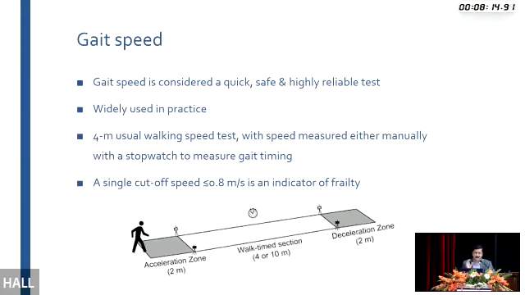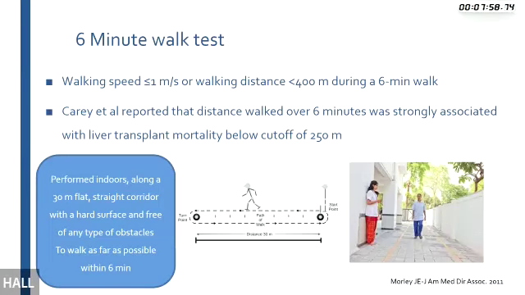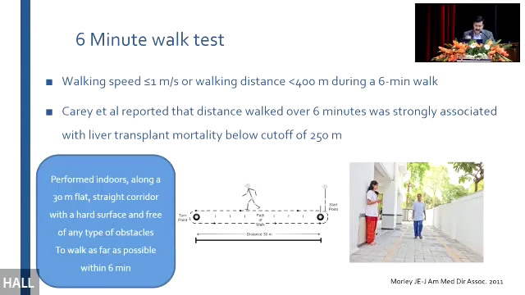Gait speed, a very simple test. The way the patient walks into your OPD is a simple test. You can assess your patient whether he is frail or not. A single cutoff speed of 0.8 is an indicator of frailty. And the 6-minute walk test, just a simple test. You can just ask the patient to walk for 6 minutes, and if it is less than 400, then it suggests that the patient is frail.